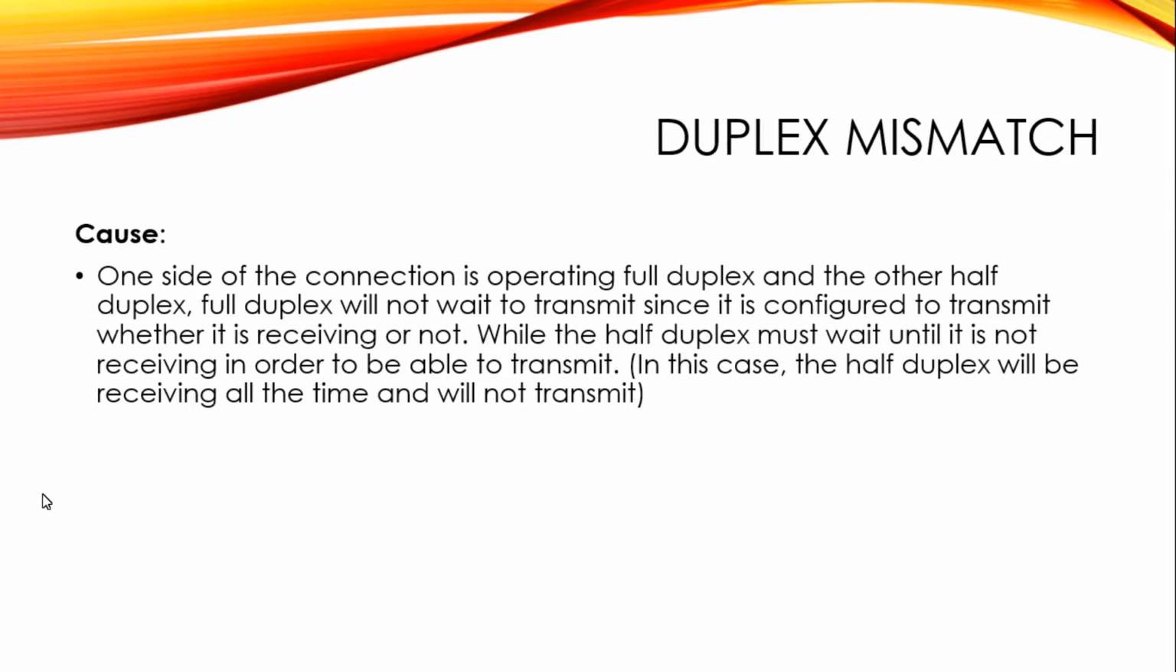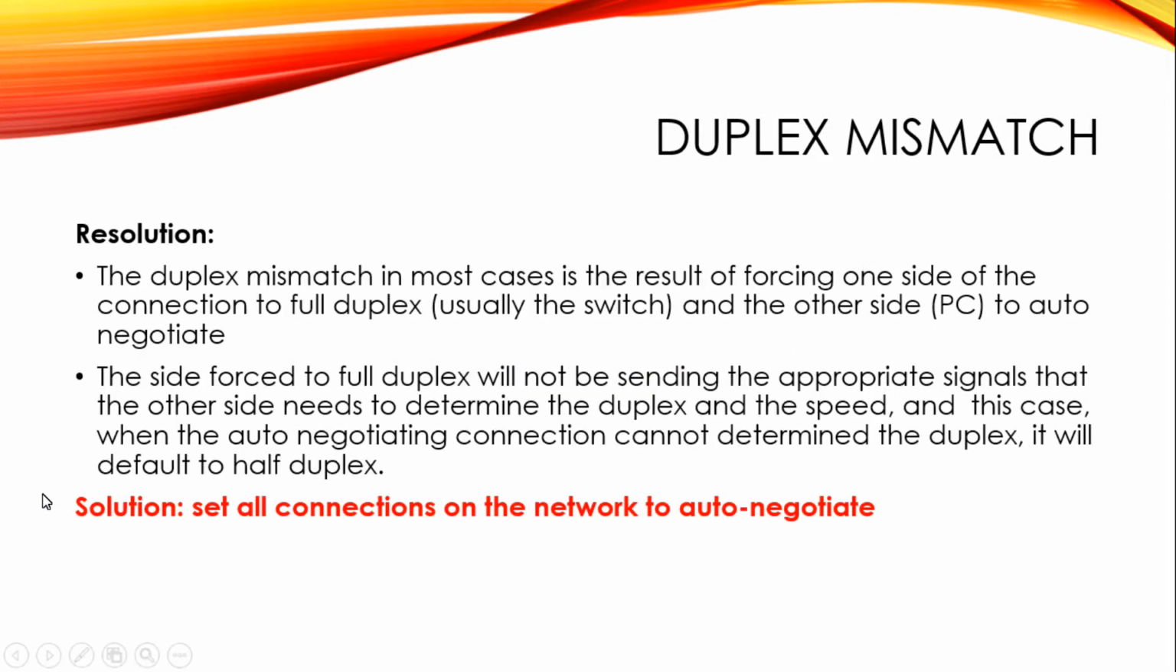What causes the duplex mismatch is that one side of the connection is using full duplex and the other side is using half duplex. So full duplex will not need to wait, since it is configured to transmit whether it's receiving or not, while the half duplex has to wait until it stops receiving, then it will start transmitting. So in this case the half duplex will be receiving all the time and will not transmit, so the transmission will be aborted.